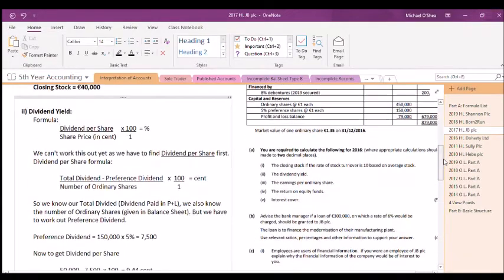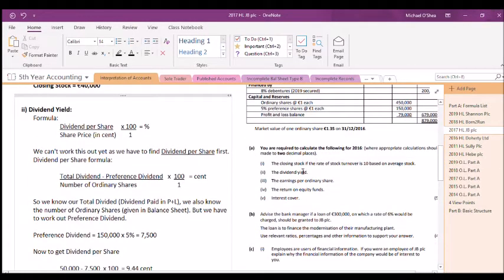The second one we're asked to get is the dividend yield. Dividend yield formula is DPS divided by share price. I don't know my dividend per share yet, so I must work that out. The formula for that is here. Total dividend minus preference dividend divided by number of ordinary shares. I don't know my preference dividend. How do I work that out? Well, I have 150,000 preference shares at 5%. If I multiply that out, I get 7,500. Now I have my preference dividend, and I know the rest of the information.